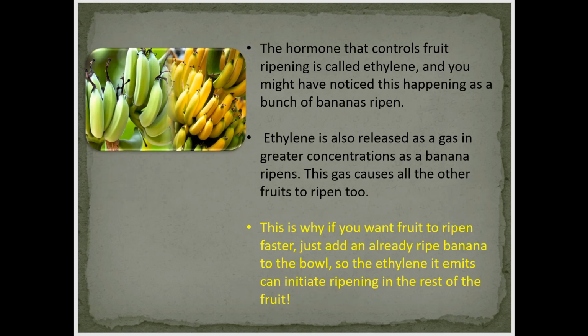For example, the banana plant hormone that controls fruit ripening is called ethylene. And you notice that when one bunch of bananas ripens, the gaseous ethylene is also released in great concentrations and the other bananas are ripened. This gas causes all the bananas to ripen. Why? If you want fruit to ripen faster, just add an already ripened banana to the bowl. The already ripened banana emits ethylene that can initiate the ripening process in the rest of the fruits. This is one of the major concepts of the ripening of fruits.